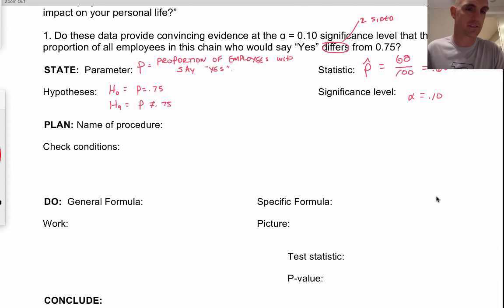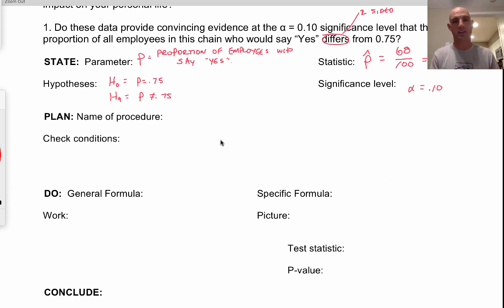What's the name of our procedure? Even though we're doing a two-sided one, it's a one sample Z-test for P, right? It's a one sample Z-test for P because how many samples did the manager take? Just one. We're going to check the conditions. Is it random? Yes, it says random. So he took a random sample of 100 employees. Yes. What's our evidence? Quotes. Random.